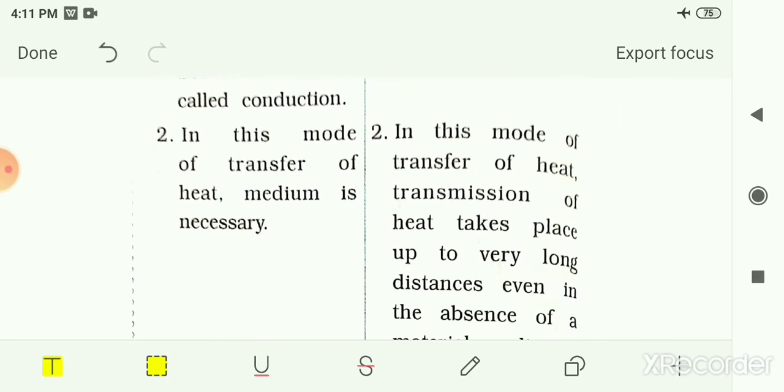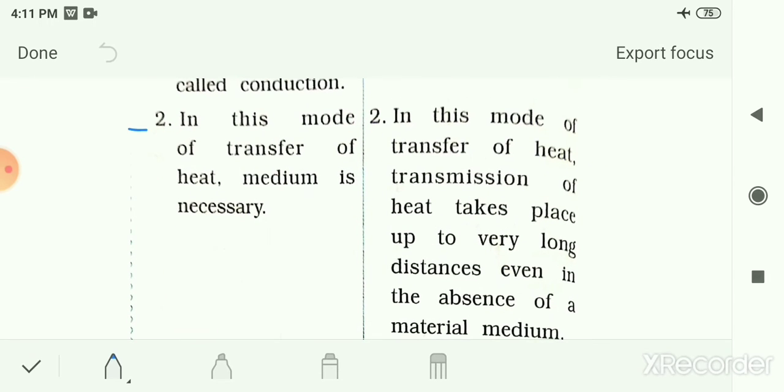The next difference is that in conduction, this mode of transfer of heat, a medium is necessary. For conduction, a medium is required. And in radiation, in this mode of transfer of heat, transmission of heat takes place up to a very long distance even in the absence of a material medium. If the medium is not present, then also this kind of transfer of heat, that means transfer of heat from one place to another, takes place for a long distance even if the medium is not present there.